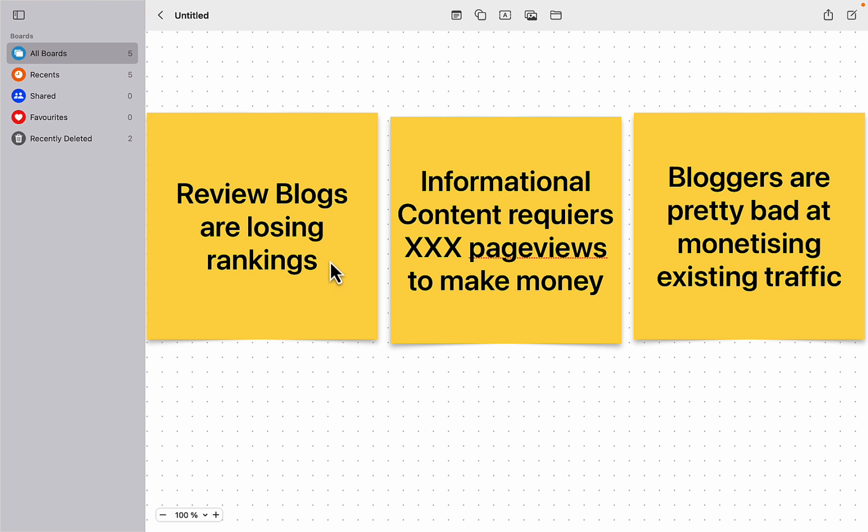The review types of blogs are losing rankings, because giants like Amazon are taking over, and so are the DA90 review blogs and tech blogs. Informational content requires a lot of page views to make money. One subscriber approached me, and the rough estimate for him to make a decent amount of money was 100,000 page views for his niche. What makes matters even worse is that many bloggers, especially newbie bloggers, can get their blogs up and running, but they're terrible at monetizing the existing traffic.